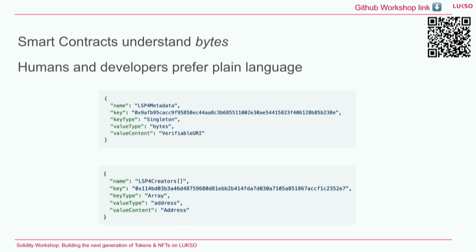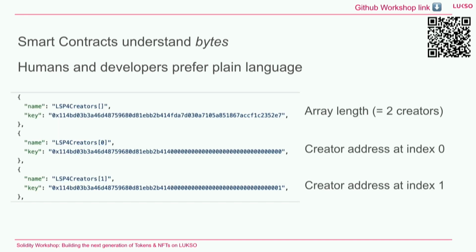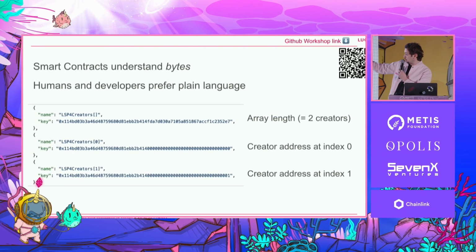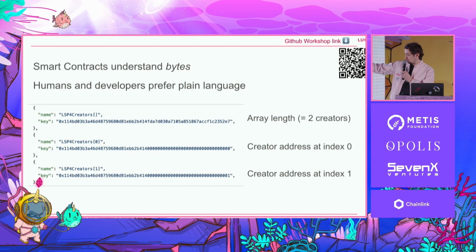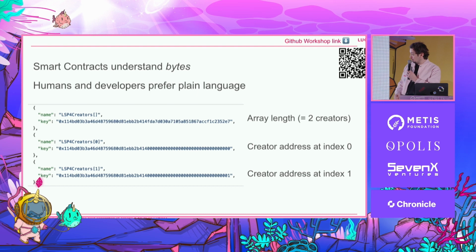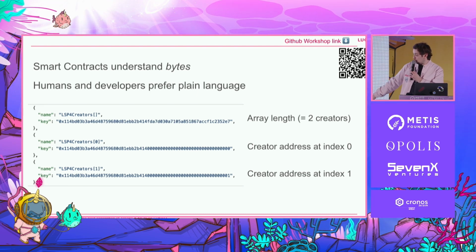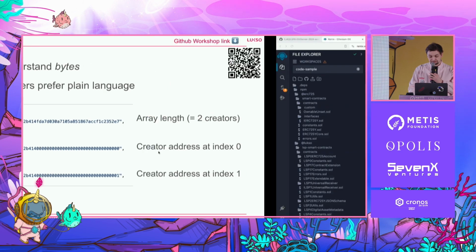You can store things like the metadata of the NFT, or who created the NFT, a list of creators. The way array data keys work is that we have one entry for the number of creators, the length of the array, and then each index is accessible through the next 16 bytes of a key.